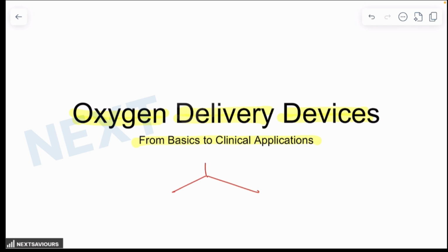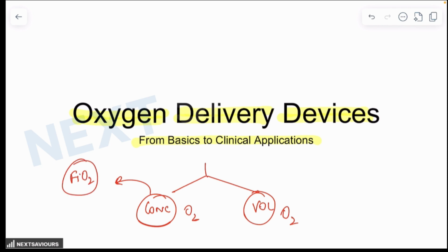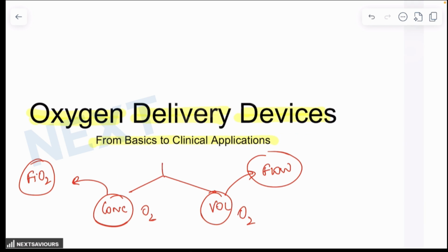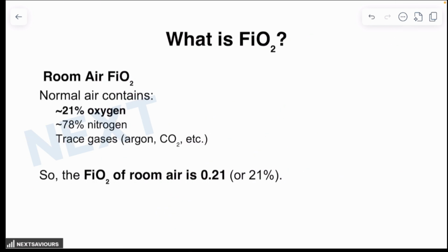Whichever mask is to be used is dependent upon two factors. One is how much concentration of oxygen is required to be delivered, and second is how much volume of oxygen needs to be delivered. Concentration of the oxygen is determined by FiO2, that means fraction of oxygen in the inspired air, and the volume of the oxygen is determined by the flow rate, which is measured in liters per minute. So that means it is dependent on two major factors.